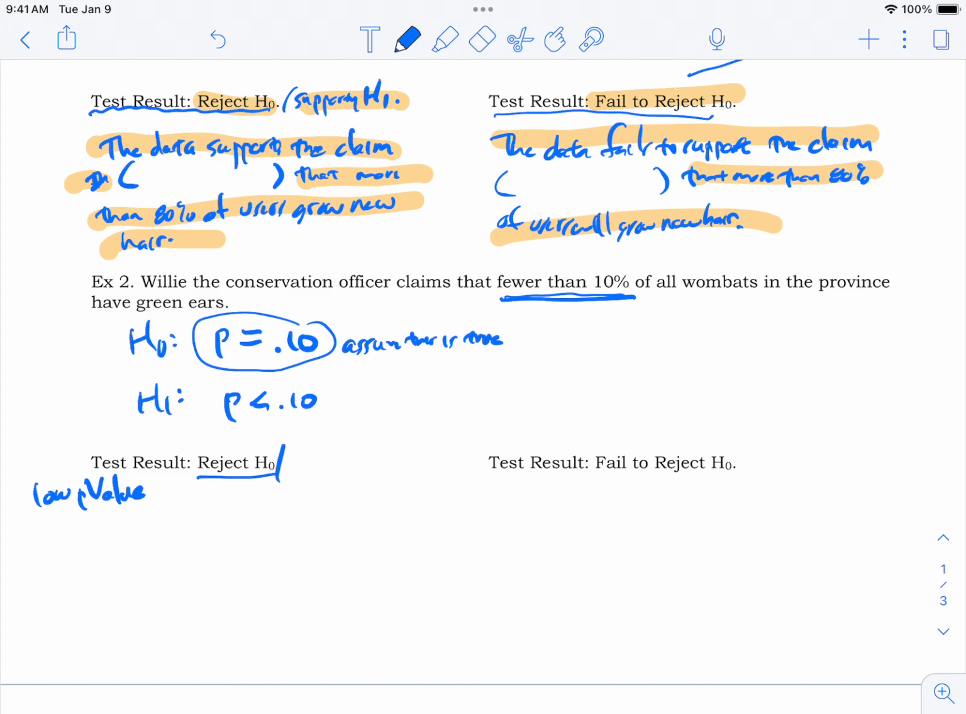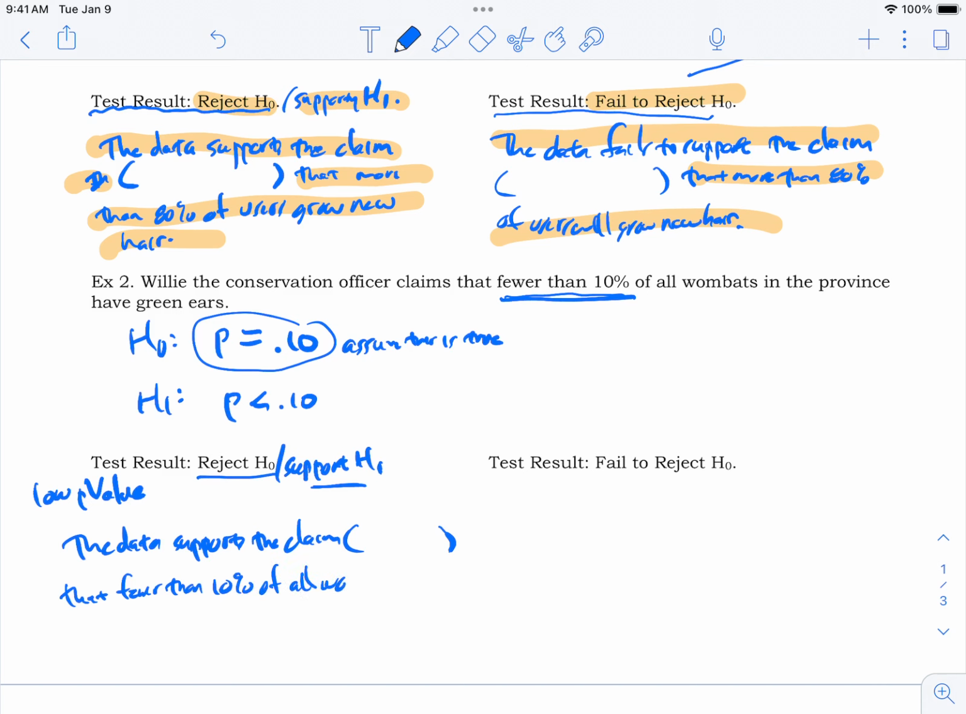Reject the H0, which again means, at the same time, support the H1. And that's the strongest way to say it, is support the H1. The data supports the claim. And something goes in parentheses, we'll worry about that later. The data supports the claim that fewer than 10% of all wombats in the province have green ears.